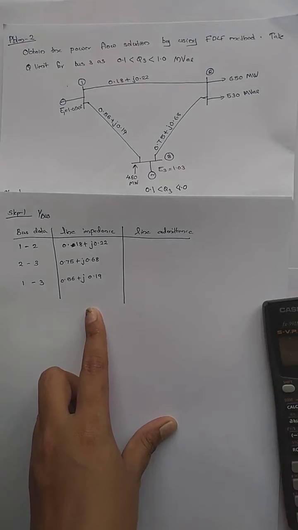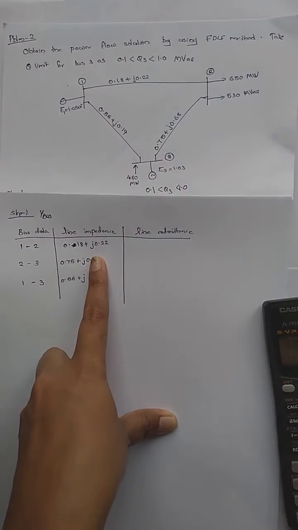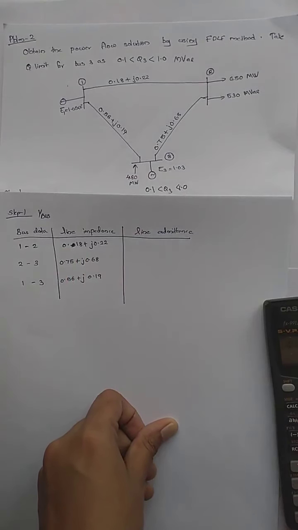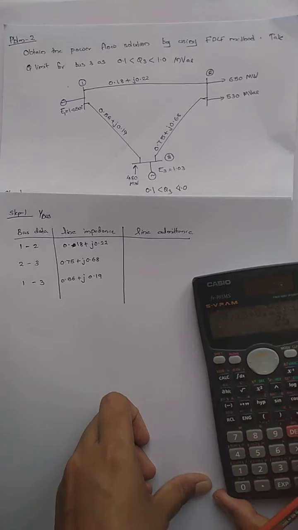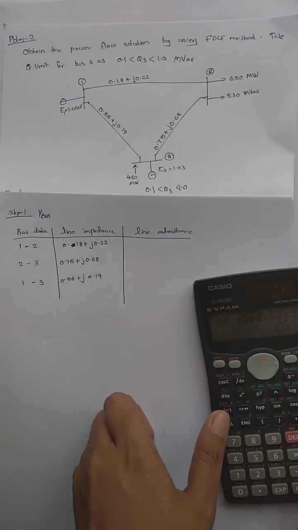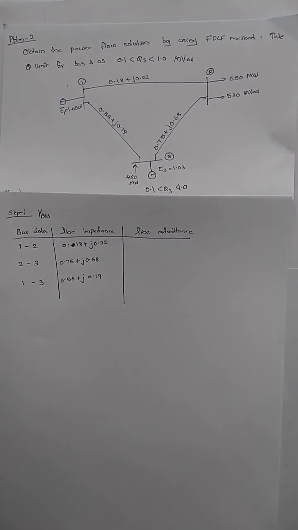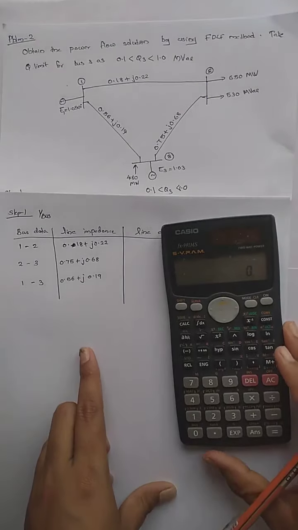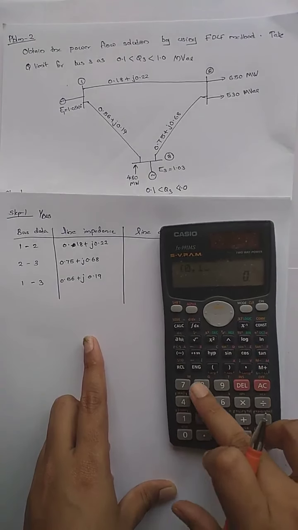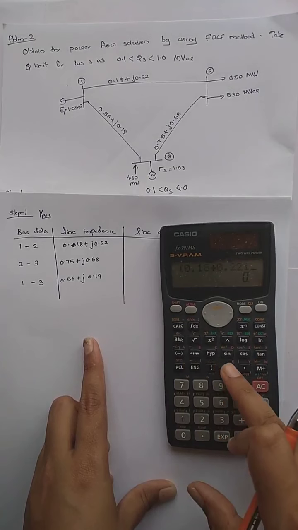Within the table, that is 0.18 plus j0.22, and its inverse. Like that I have to fill my values and write the complete table. I hope you understood what I am doing, because it is very easy for us to do. So again, the last time I am showing you 0.18 plus j0.22 inverse.